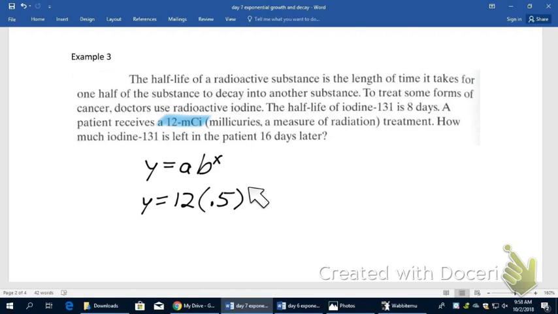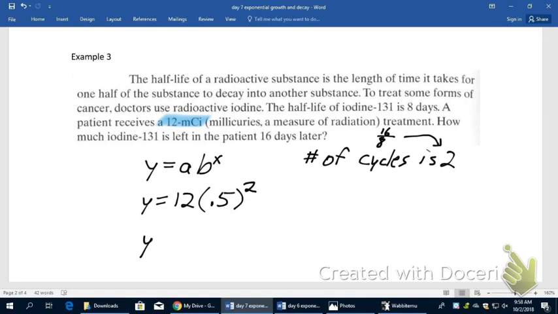Next is my time, and that's the bit of a tricky part on this. It's actually going to be a 2, and that is coming from the fact of the number of cycles that this stuff has gone through. Because its half-life is 8 days, since 16 days has passed, it's gone through 2 cycles. Now I can finish typing that problem into my calculator, and I'll get 3 millicuries. By the way, that would simply just be 12 times half, which would be 6, and then times half again would be 3 millicuries. You actually didn't have to make a function on this problem to get it done, but isn't it pretty? Aren't you glad you did it?